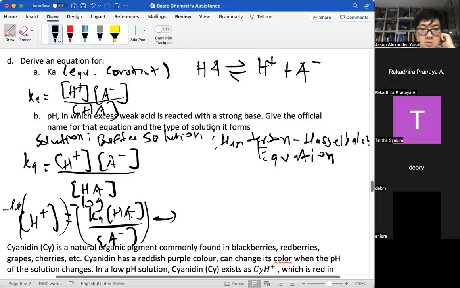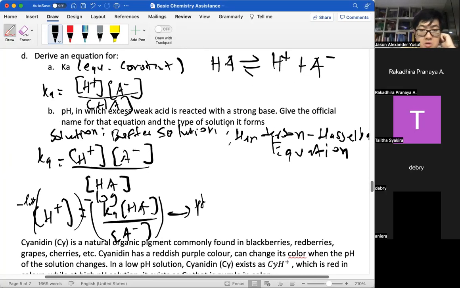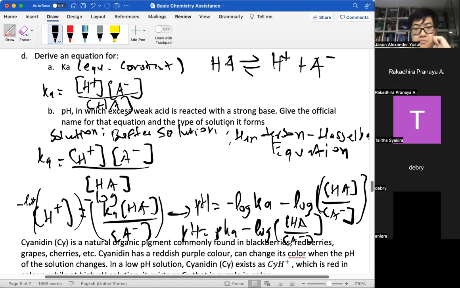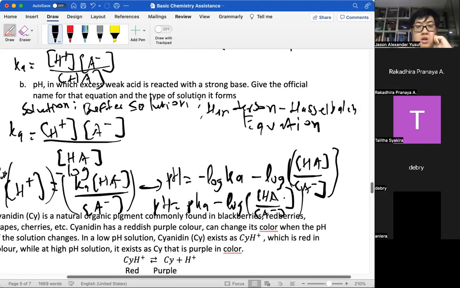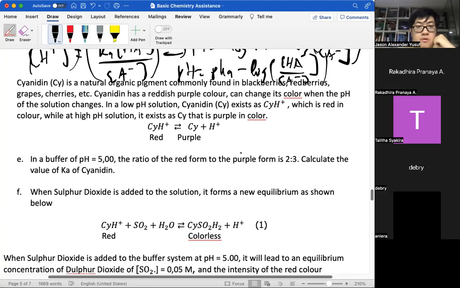Sorry for writing it like this, it's to conserve space. And so we get pH equals negative log Ka minus log HA over A minus. Right? So pH is pKa minus log HA over A minus. And so this is the equation that you will use to calculate for buffers. Okay, so now let's apply the formula here.